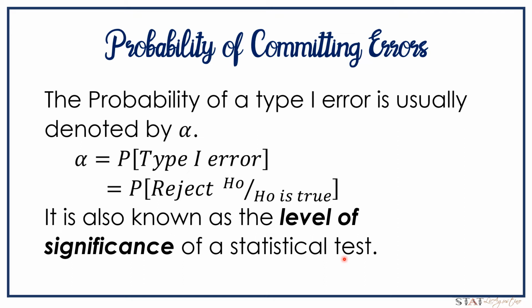It is also known as the level of significance of a statistical test. That is why whenever you see journals, they state the alpha, or the level of significance of the study. Then you state like 5% or 1%. That is the probability of committing a type 1 error in your statistical hypothesis. So that is the alpha, the level of significance, 5% as default or 1%.